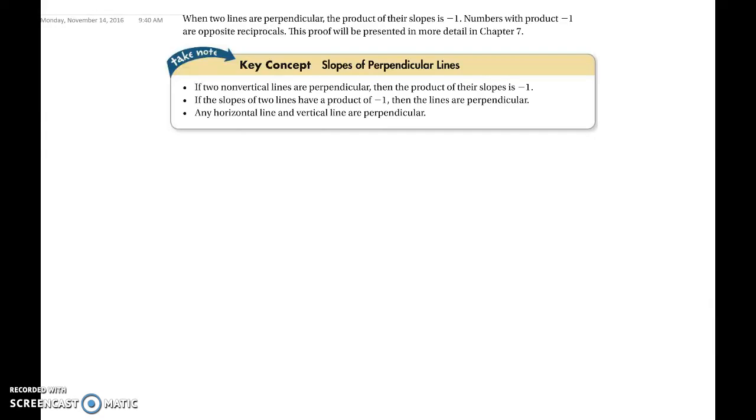Alright, so in the last video for this section, we're going to talk about perpendicular lines and their slopes. In the last video we said parallel lines have the same slopes. Well, perpendicular lines have slopes that are negative reciprocals of each other, or the product of their slopes is equal to -1.